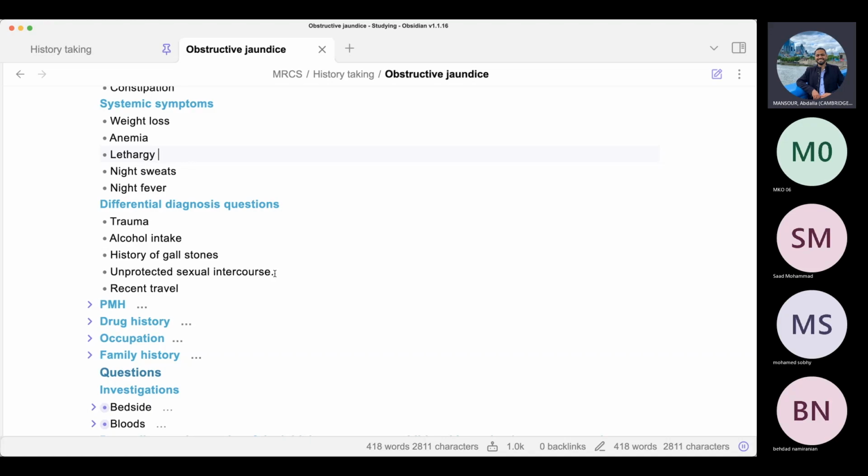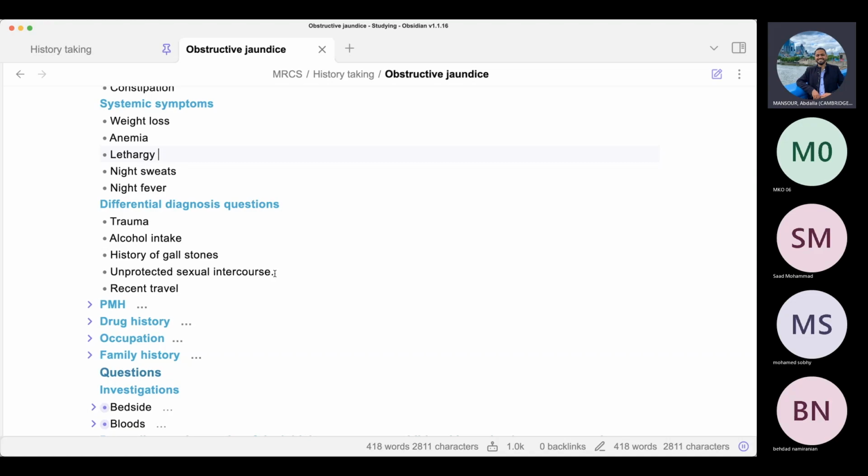We could have asked about it. There is no weight loss. There are no alarm symptoms. He doesn't have any fever, so I am not concerned about ascending cholangitis at the moment, but I will confirm this with further investigation. That's it. See, it's very short. I didn't take more than 1 minute to present the whole case.